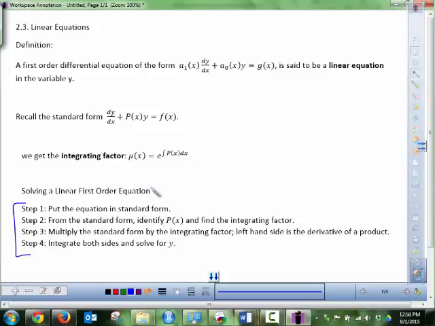So put it in standard form, identify your p of x, and then find your integrating factor. Multiply the standard form by the integrating factor on the left-hand side and the right-hand side. Your left-hand side will look like a product, from the product rule, and so you just integrate both sides and then solve for y. So that's the step-by-step process.